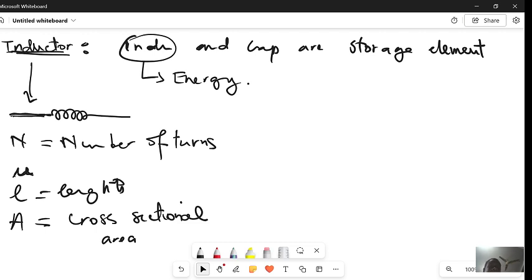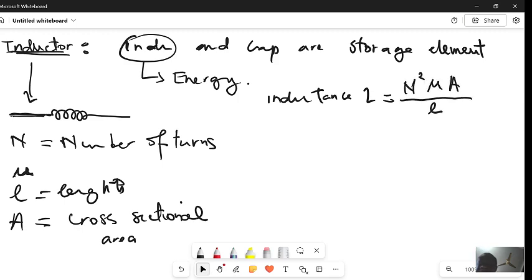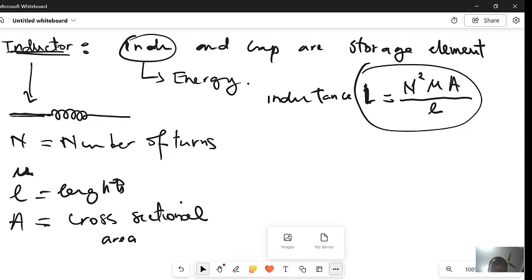Now, to find the inductance, when we have all this, the inductance L is going to be equal to N squared μA divided by L. That's the formula you use to find the inductance of an inductor. N is the number of turns, we have the permeability, the cross-sectional area, and the length.